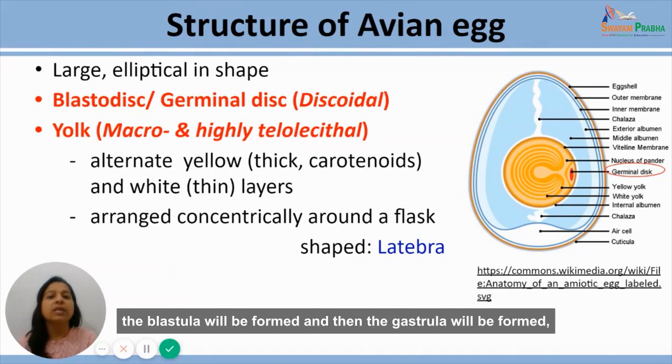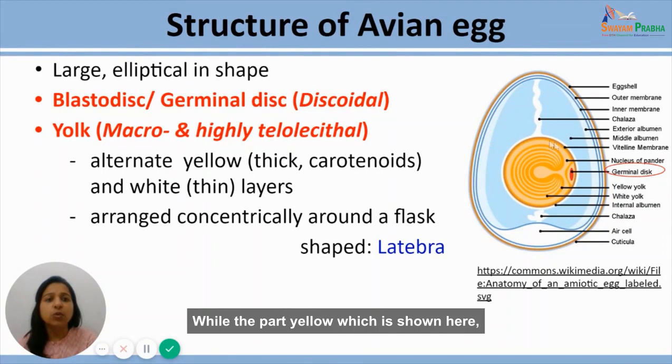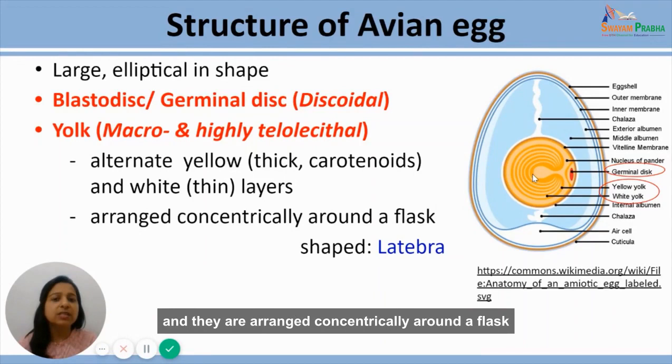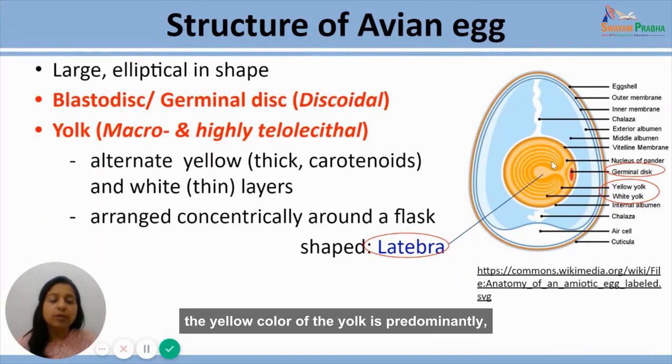The embryo development will occur only in this small centered cytoplasm here, while the yellow part which is shown here, which completely covers the ovum while it is ready to be fertilized, is known as yolk. Now, this yolk consists of alternate yellow and white layers, which are shown here, and they are arranged concentrically around a flask-shaped structure known as latebra. The yellow layers are thick while the white yolk layers are thin. The yellow color of the yolk is predominantly because of the presence of various carotenoids in them.